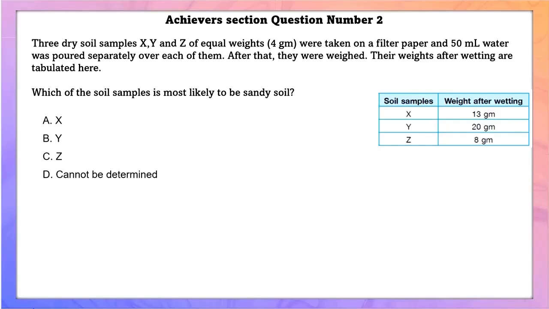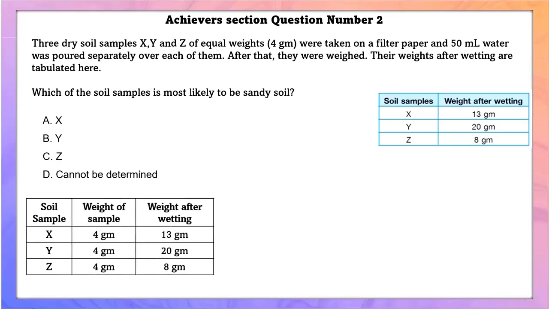Achiever section question number 2. 3 dry soil samples X, Y and Z of equal weights 4 gram were taken on a filter paper and 50 ml water was poured separately over each of them. After that, they were weighed. Their weights after wetting are tabulated here. Which of the soil samples is most likely to be sandy soil?